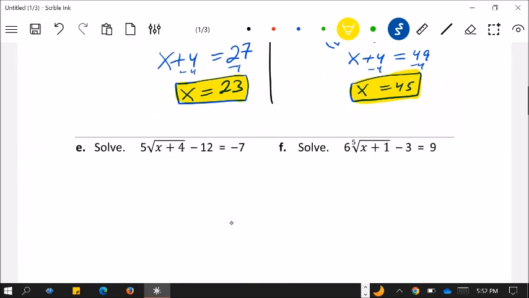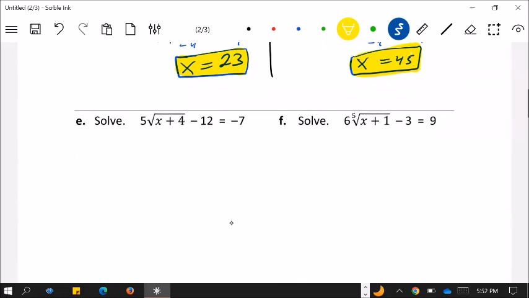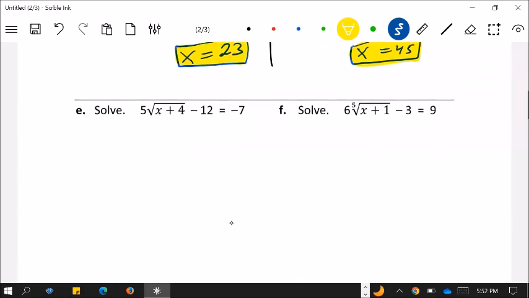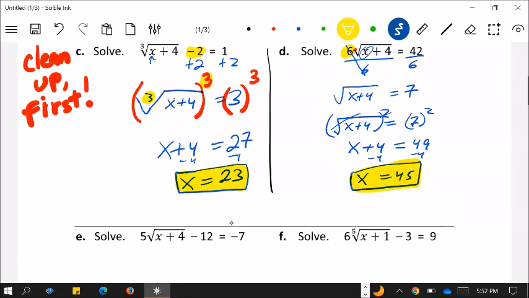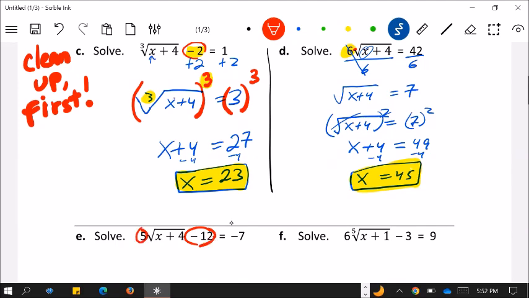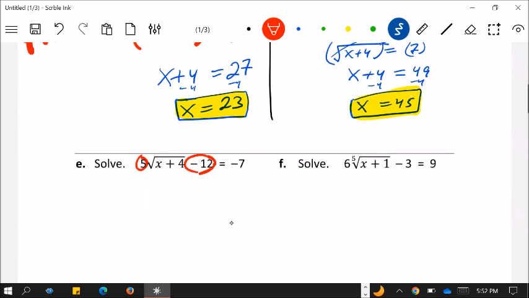Here now is a more complicated version of this, where now there's two things on the outside of it. On this one above it, I have this minus 2. Now I have a minus 12. And I have a multiplication of a 5. All right, that really isn't going to cause me any trouble if you think about it.